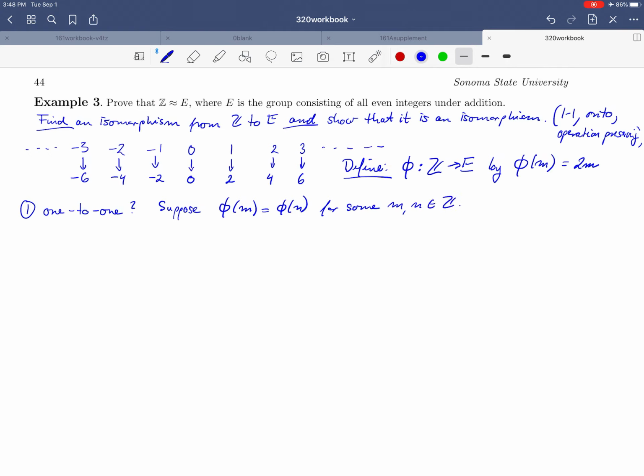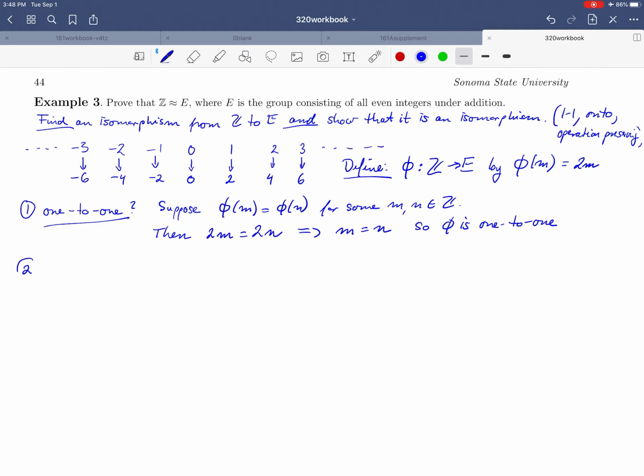Okay. Then what do we know? Then what is phi of m? That is 2m. And phi of n, that's 2n. So then we have that 2m is equal to 2n, but that means that m is equal to n. So this part is really short, which then shows that phi is 1-to-1. So we're done with the 1-to-1 part.